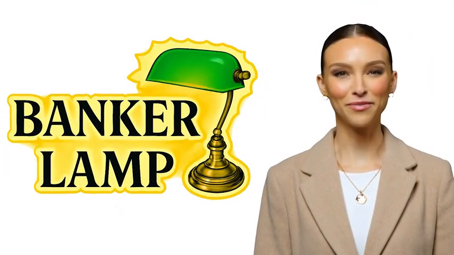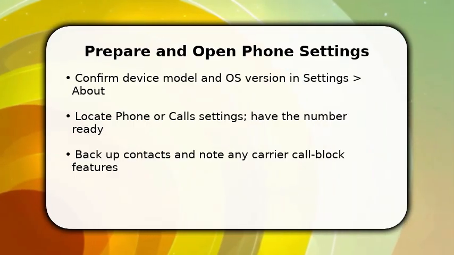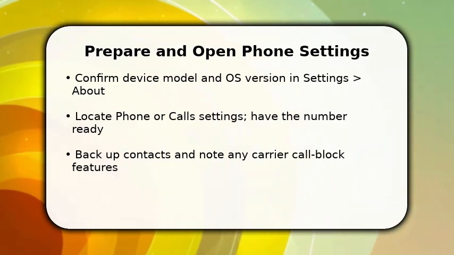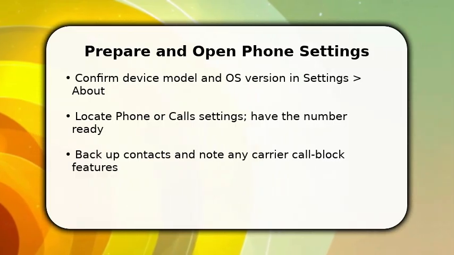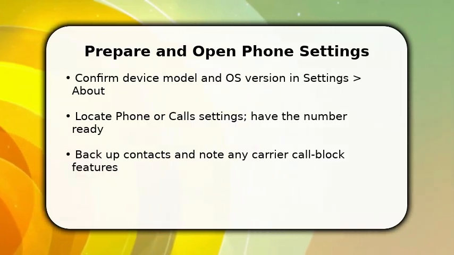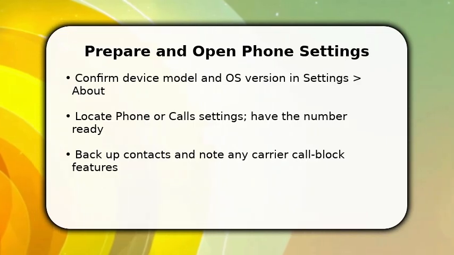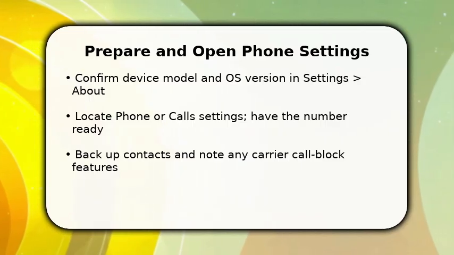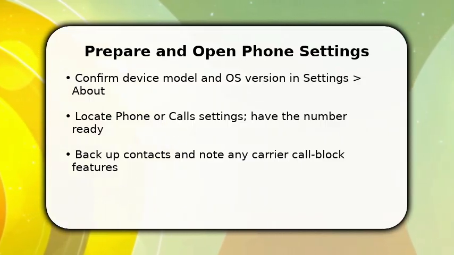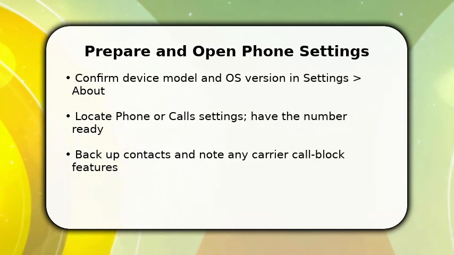Please enjoy the video. You'll start by opening your phone settings and navigating directly to phone or calls. This gets you where blocking tools live. Once done, make sure the specific number is copied or saved so you don't mistype it. If your carrier offers a blocking service, note that now because you may need to enable it later. You're preparing the essentials so the next steps are fast.